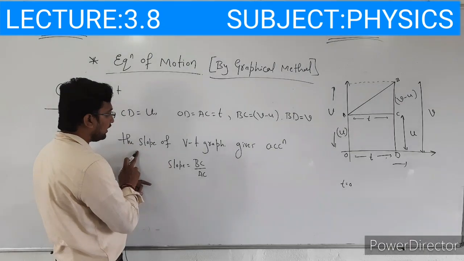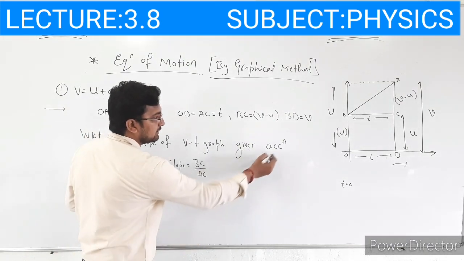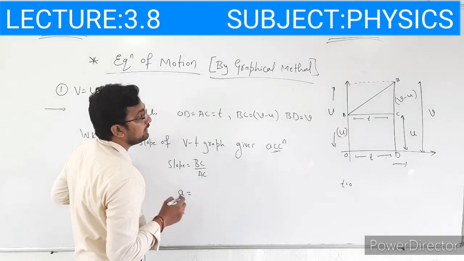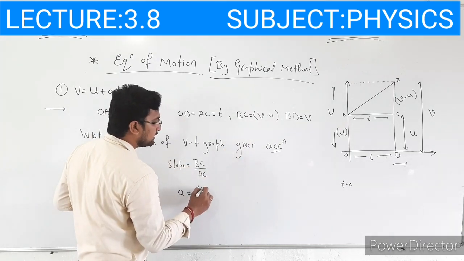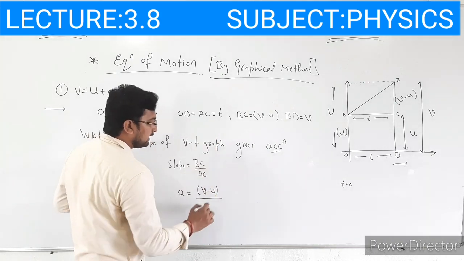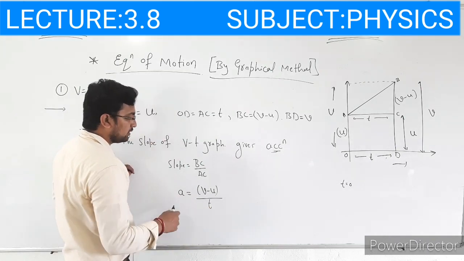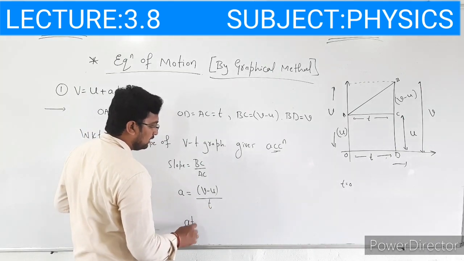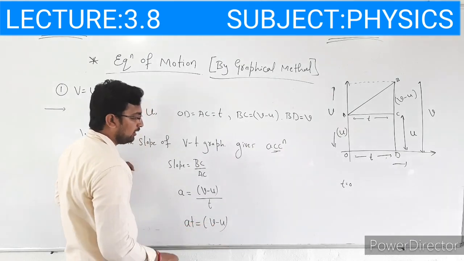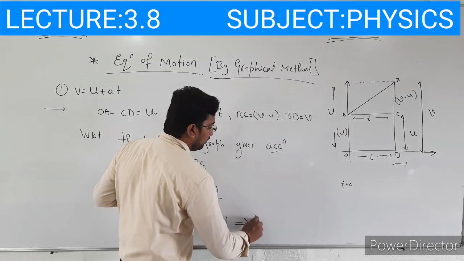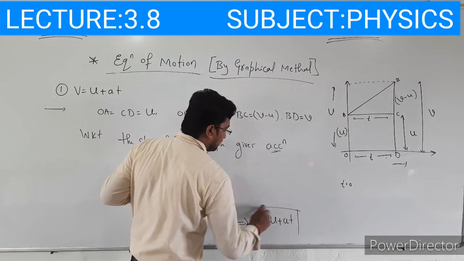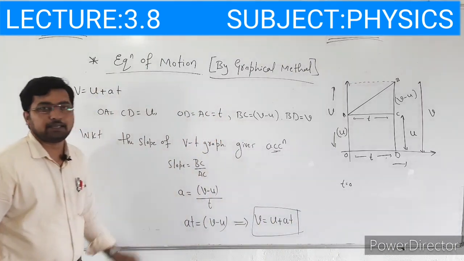Okay, so here the slope of a velocity time graph gives the acceleration, so instead of slope we replace it by a, the acceleration. Then the BC value is v minus u, divided by the AC value, that is t. Then by cross multiplication it becomes at is equal to v minus u, or v is equal to u plus at.